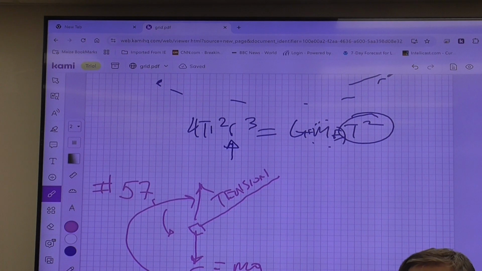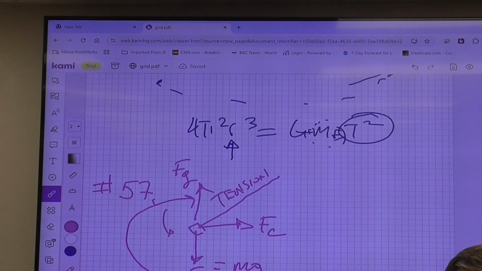What's the horizontal component creating? You said it earlier: the centripetal force. So the vertical component is balancing out the gravitational force, and the horizontal component is creating the centripetal force. So then how is there no centripetal force? There is. That's the horizontal component of tension.